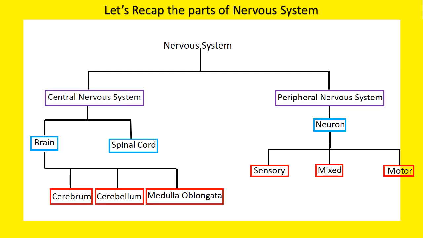So let's move on. In this slide, we will recap the parts of the nervous system. First, the nervous system is divided into 2 parts, which are the central nervous system and the peripheral nervous system. Then the central nervous system is divided again into 2 parts, which are the brain and spinal cord. And the peripheral nervous system is divided into neurons. The brain is divided into 3 parts: cerebrum, cerebellum and medulla oblongata. And then neurons are divided into 3 parts, which are sensory neuron, mixed neuron and motor neuron.